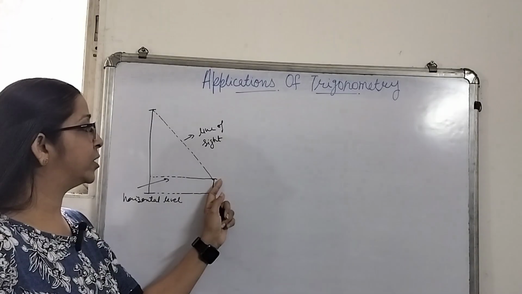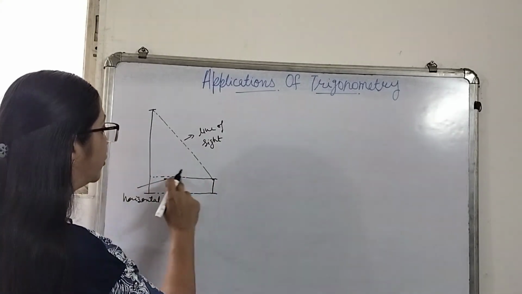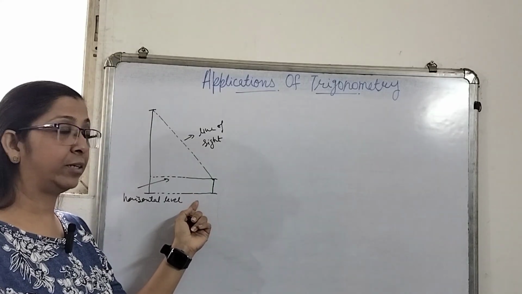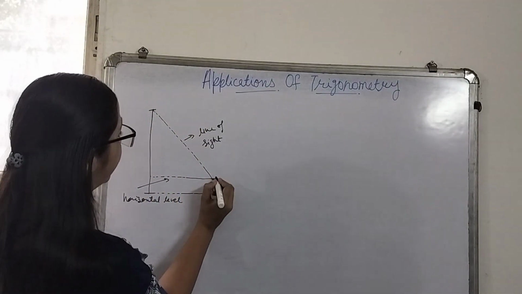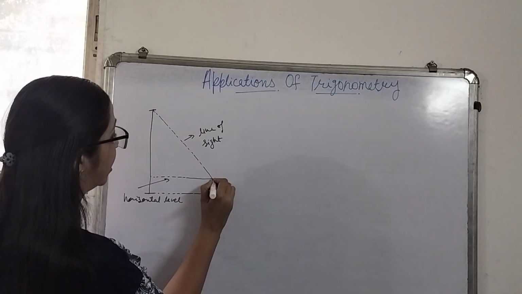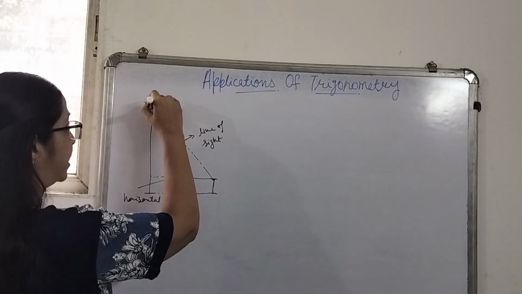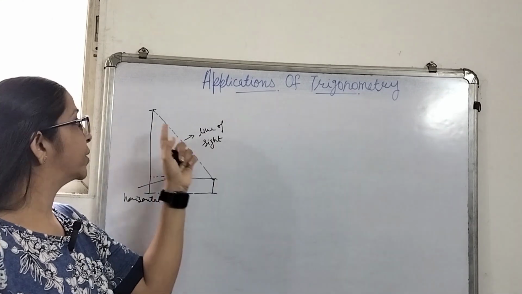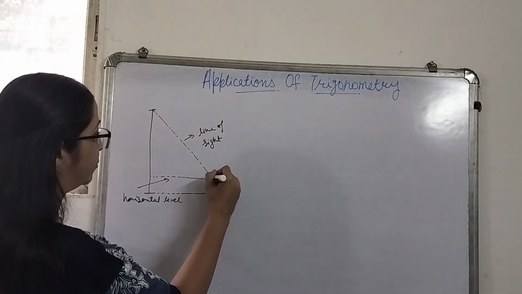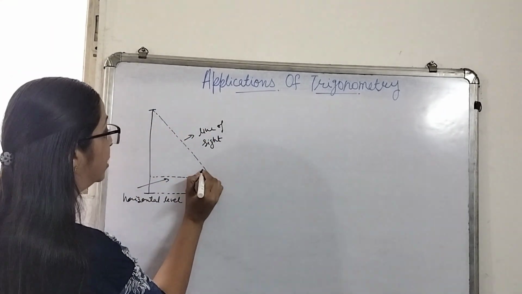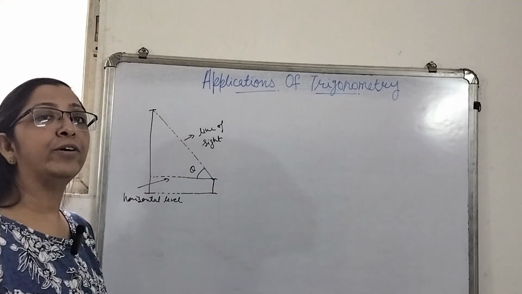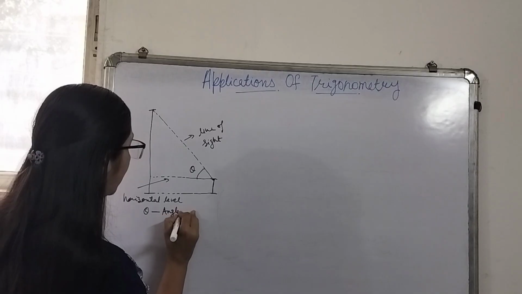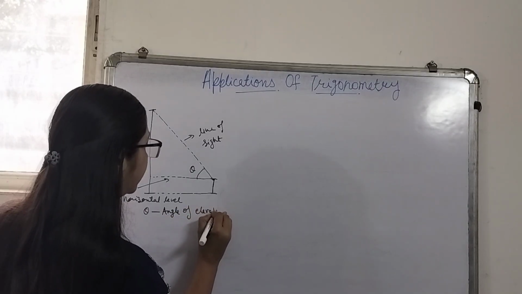The level at which the eye of the observer is there, if we connect it, is your horizontal level, which will be parallel to the ground level. And if we join the line where the eye is and where the object is, this line will be the line of sight. The angle formed between the line of sight and the horizontal level is known as angle of elevation. This theta is known as angle of elevation.